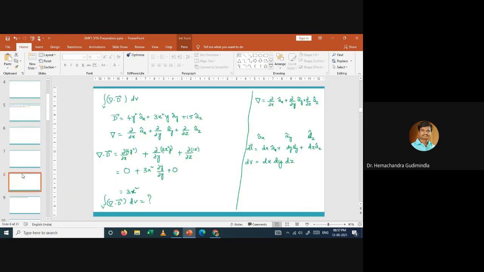Now in the next class, we will see how to derive Maxwell's first equation from the Gauss law. We will solve it in the next class.